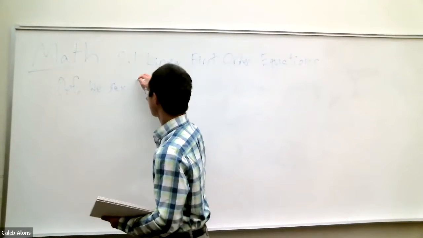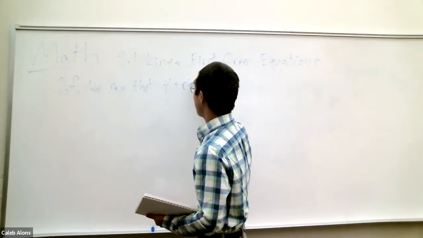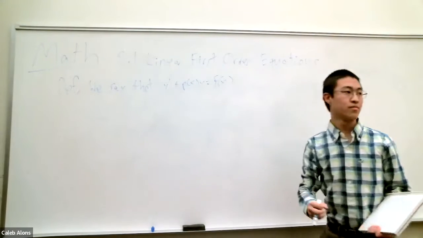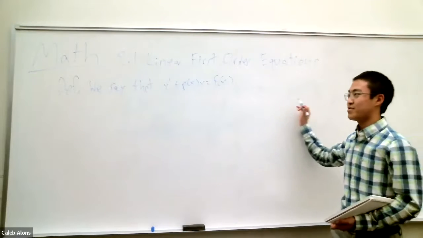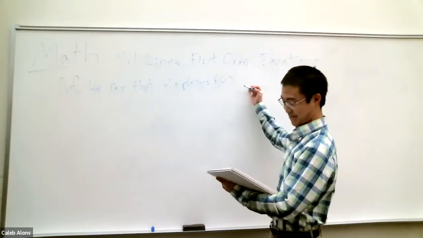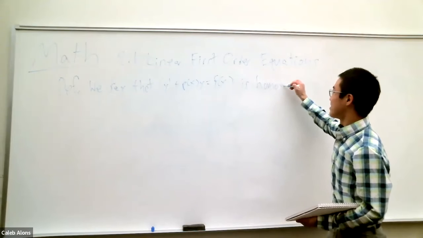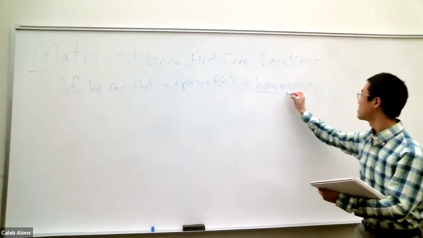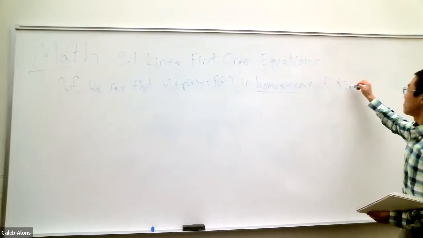We say that y prime plus p(x)y equals f. Wait, is this also part of the definition? No, this is the new one, because I erased the other one. So we say that y prime plus p(x)y is homogeneous if f is congruent to 0. Ooh, more pretentious words to use around English majors.